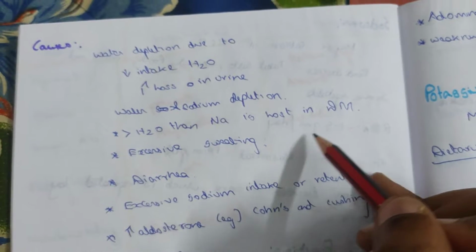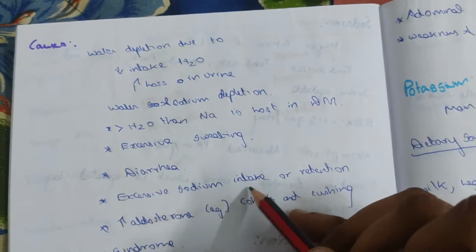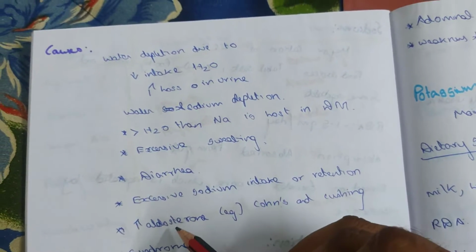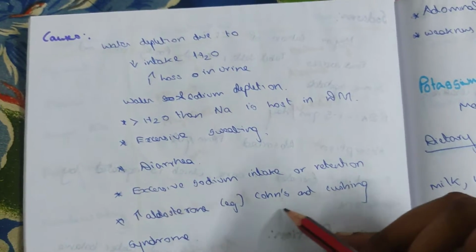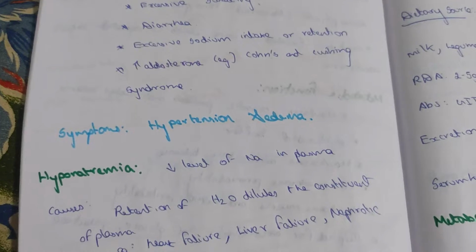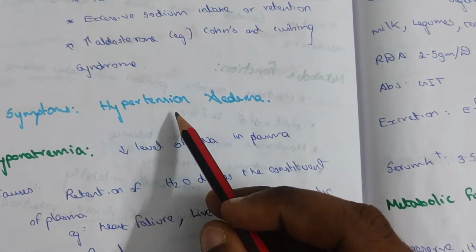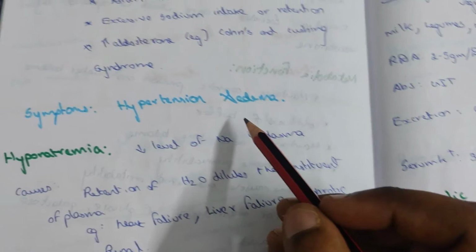DM. Excessive sweating, diarrhea, excessive sodium intake or retention increases the aldosterone and causes Cushing syndrome. And the symptoms of this hypernatremia are hypertension as well as edema.